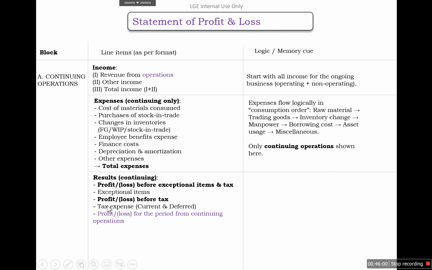Then we need to present the results: profit and loss before exceptional items and tax. Then we present exceptional items, that is profit and loss before PBT. Then deferred tax, then profit and loss for the period from continuing operations. So here we have shown the performance from core operations. Then we adjust for unusual items, exceptional items, and apply tax. And this is the net continuing result, profit from continuing operations.